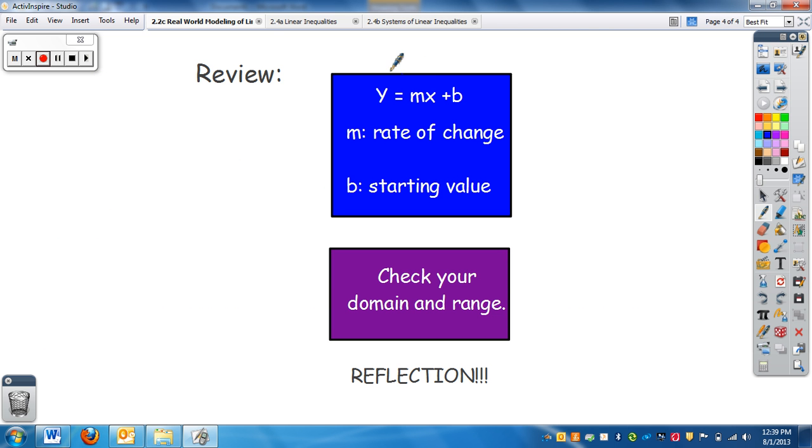So just to review, remember we're writing y equals mx plus b. We're writing to model. M is your rate of change and B is your starting value. And again, check your domain and range. Does it make sense? What's in it? And that should go off of your function video. Remember to do your reflection so you get credit for watching this video.